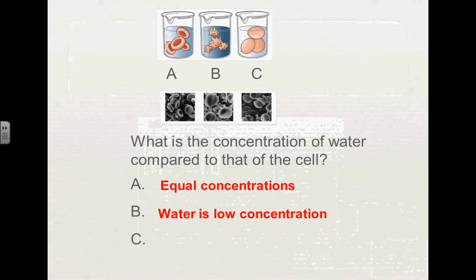All right, and the last one you could probably guess is C. Now in C, we put it in a beaker that's just 100% water. So the liquid is 100% water. The cell is 95% water. What's going to happen?